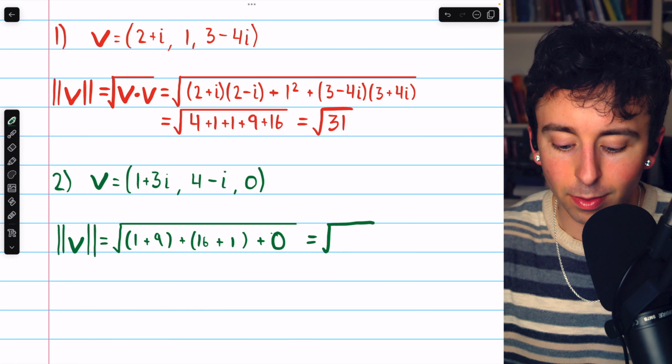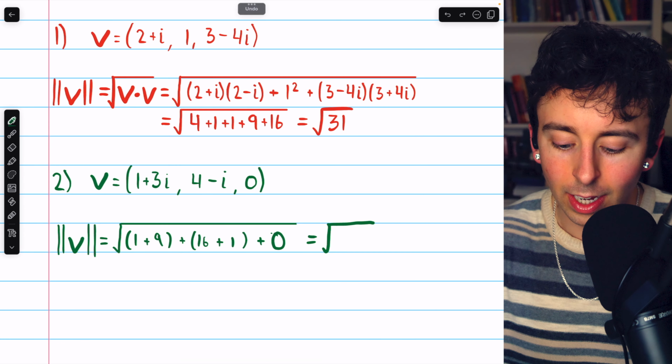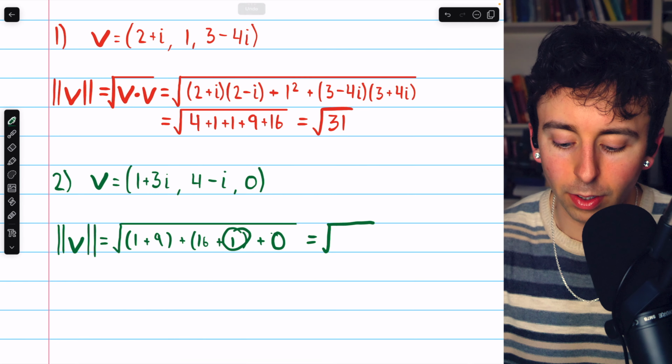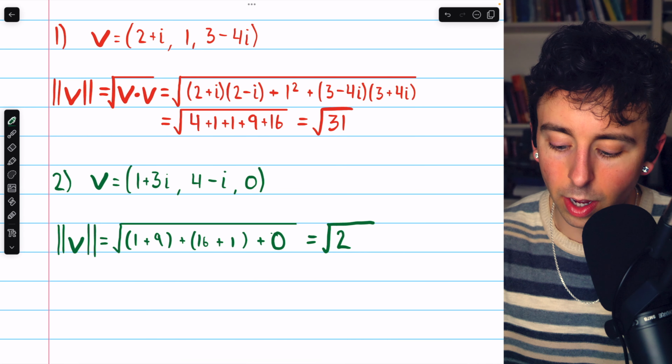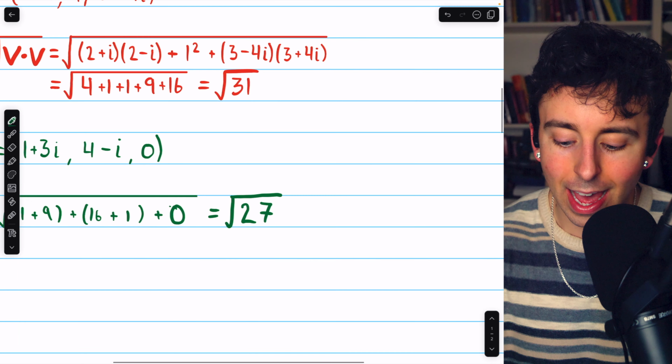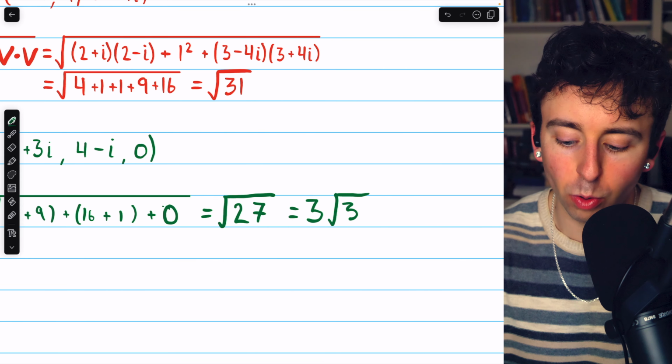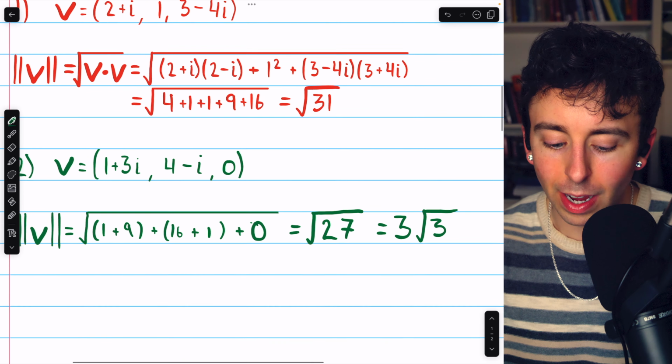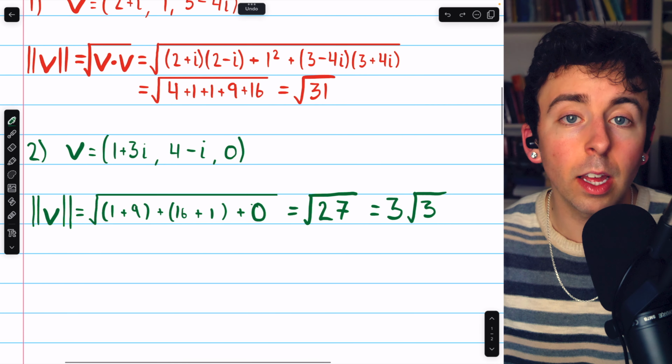In the end, we just do a little bit of squaring and addition, and we see our answer is, well, let's see, 1 plus 9 is 10, and then plus 16 is 26, plus 1 is 27, so the square root of 27. And since 9 is a factor of that, let's take that out, since that's a perfect square. Square root of 9 is 3, and that would just leave 3 under the square root. So the magnitude of this vector v is 3 root 3.